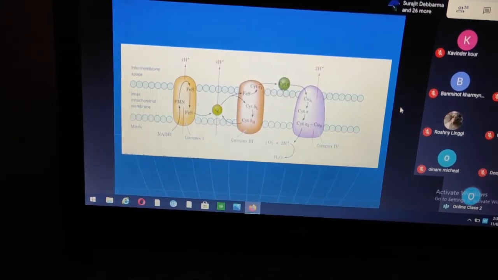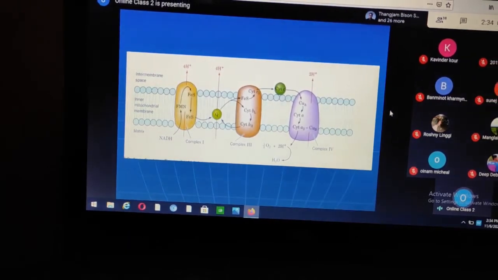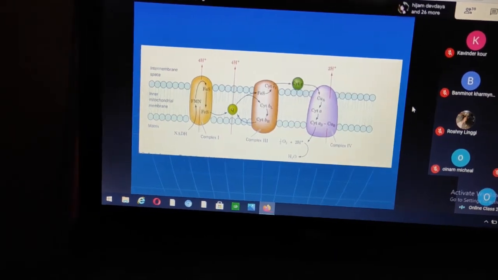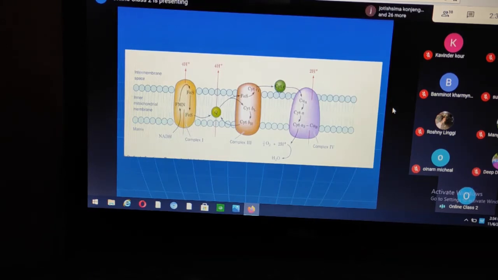Now, the electrons from FADH2 don't pass through complex 1 because the energy level of FADH2 is low, so it cannot pass the electrons to this. So the electrons from FADH2 pass to coenzyme Q. It enters the electron transport chain through coenzyme Q. One pair of electrons enters coenzyme Q, then from here it goes to cytochrome C through complex 3, and then finally it goes to the molecular oxygen.